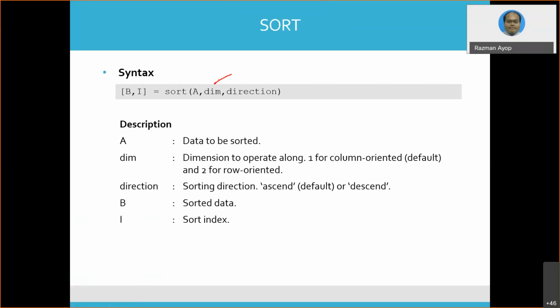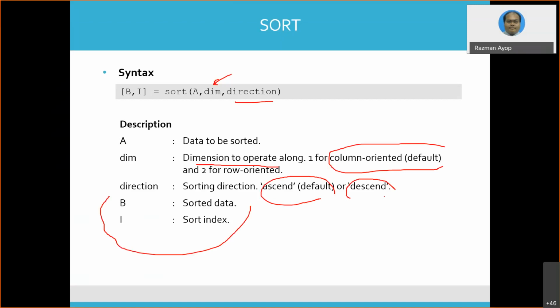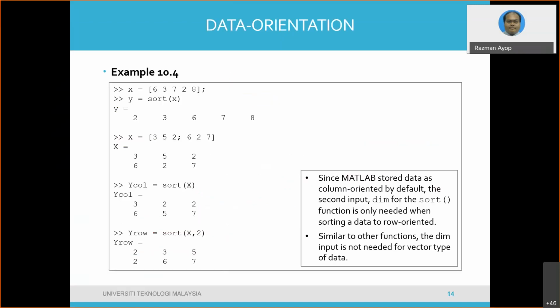So dim is the dimension to operate, either row or column, and the default is the column. And then the sorting direction, of course, if you don't write anything, it is ascending. If you want it to be descending, you have to write descend. And then I showed you today how to do data sorted according to, this one is the sorted data, and then this one is the index of the data sort.